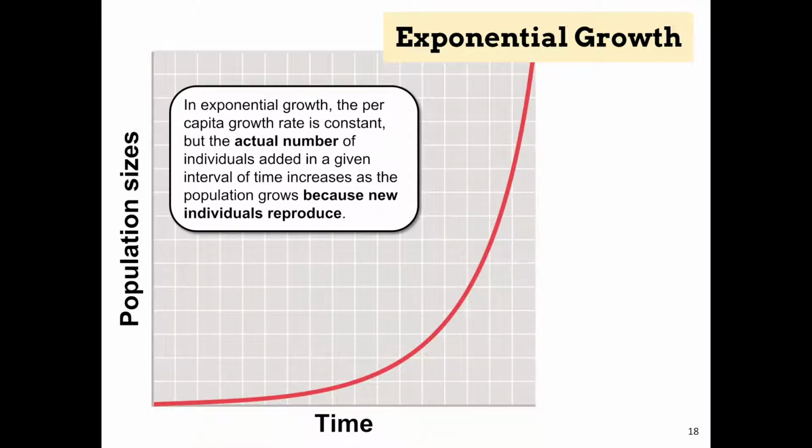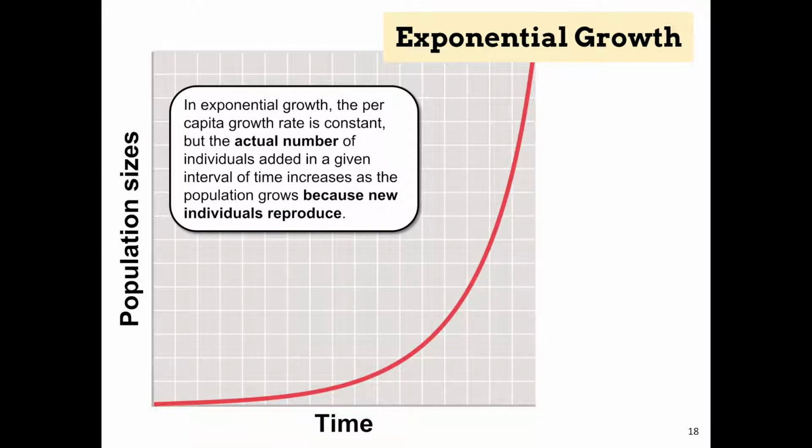This is because the new individuals added also reproduce themselves. Each time individuals are added, they reproduce, and then their offspring reproduce, and their offspring reproduce, and so forth, to make this exponential increase in number of individuals in that population.